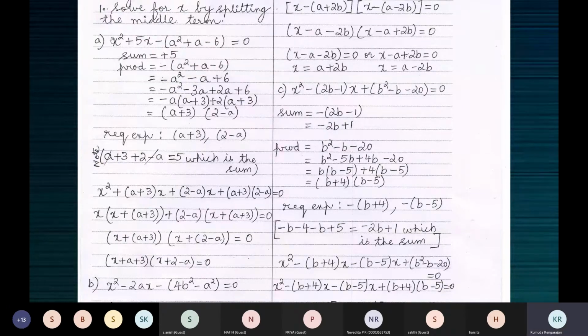We need to factorize this. This is a quadratic equation in variable x. The variable is specified, x. Solve for x by splitting the middle term.